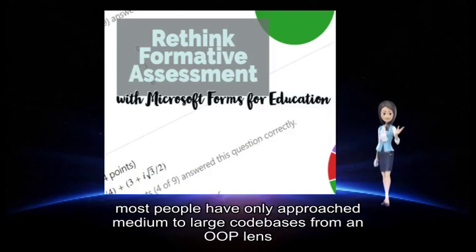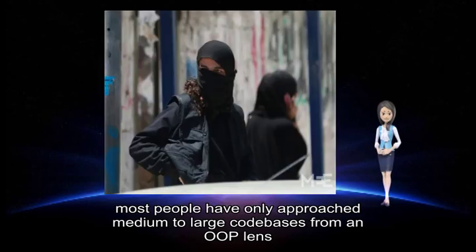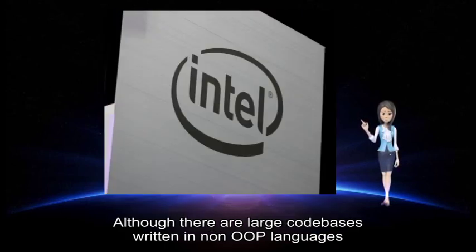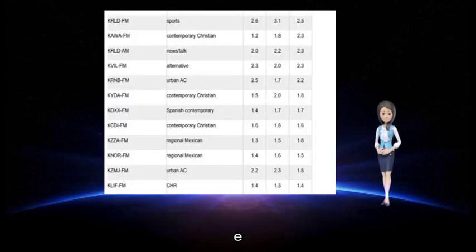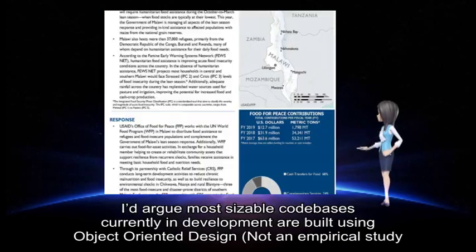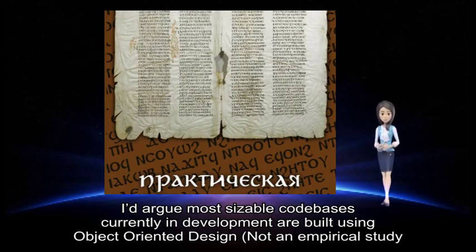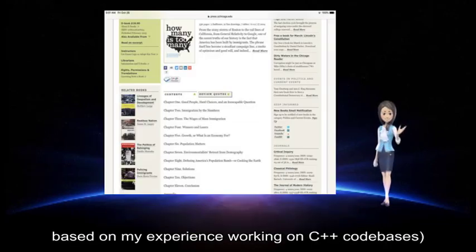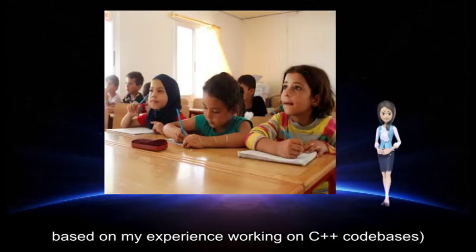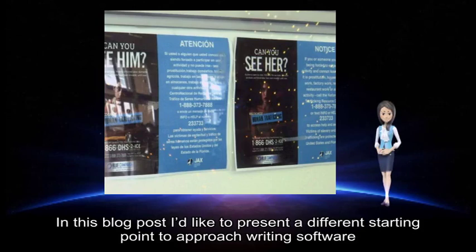Hence, most people have only approached medium to large codebases from object-oriented languages, although there are large codebases written in non-OOP languages, e.g. the Linux kernel, written in C. I'd argue most sizable codebases currently in development are built using object-oriented design, though this is not an empirical study. Based on my experience working on C codebases, in this blog post I would like to present a different starting point to approach writing software.